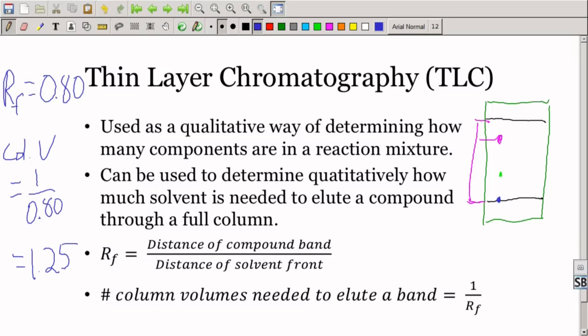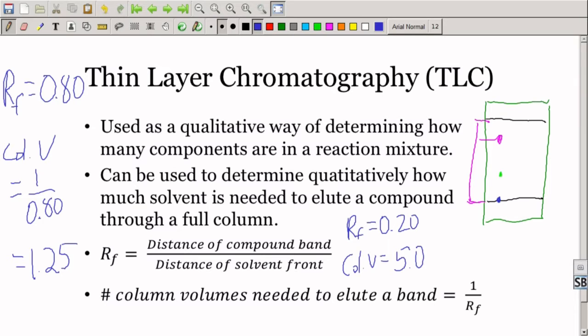On the other hand, what if you have an RF of 0.2? Then your column volume is going to be 5. And so that means if you had a 50 milliliter column, it would take 250 milliliters of solvent to push that particular compound through.